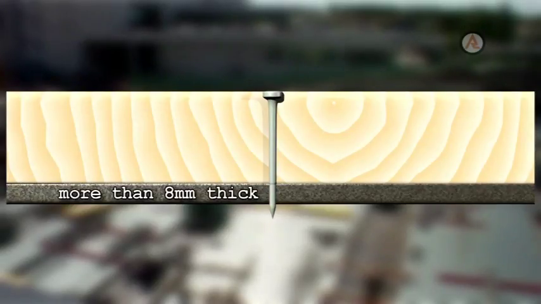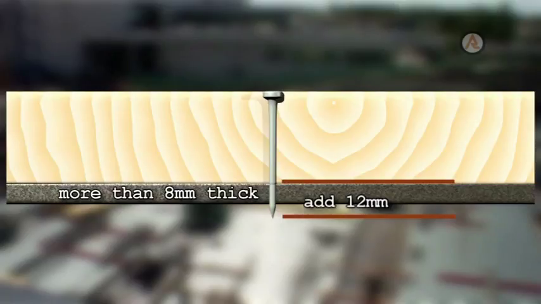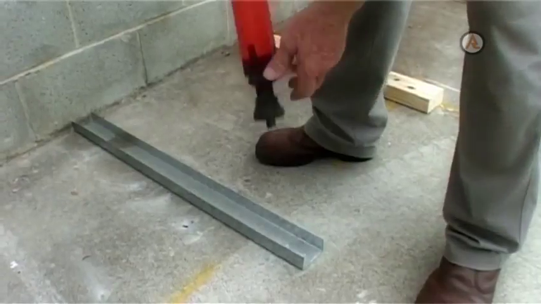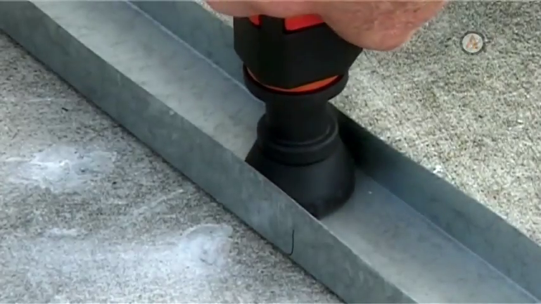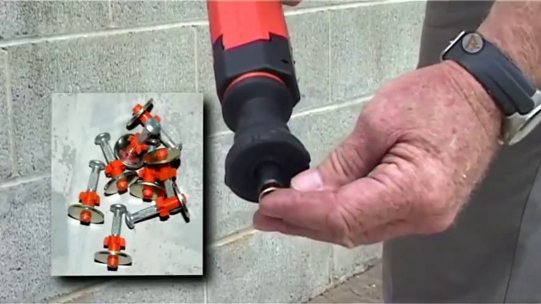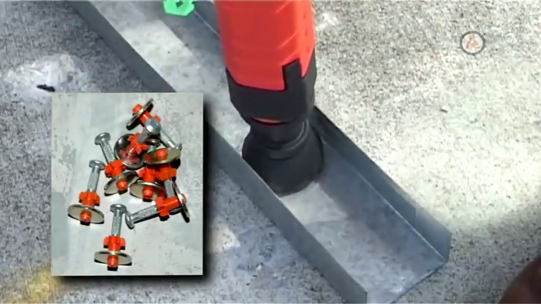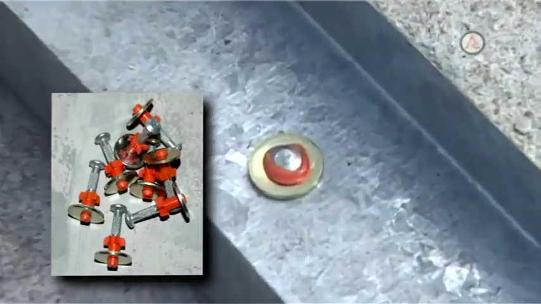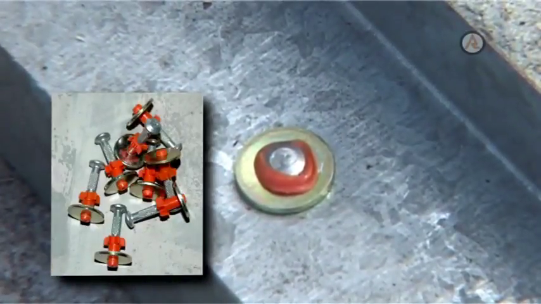When fixing to steel that is more than 8 mm thick, the required length is calculated by adding 12 mm to the fixture thickness. Certain applications require a fastener to be fired through a disc. These discs are used when fastening soft materials such as timber, light gauge metals and non-metals. The disc provides the fastener with a larger head and increases its bearing area.